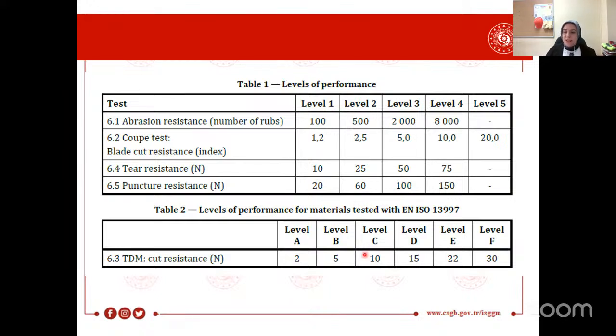Here are the intervals of performance levels. The first performance level is abrasion resistance, and it should be between level 1 and level 4. The second value, cut resistance, should be between 1 and 5. Tear resistance should be between 1 and 4. Puncture resistance should be between 1 and 4. And the last value, TDM cut resistance, should be between A and F.